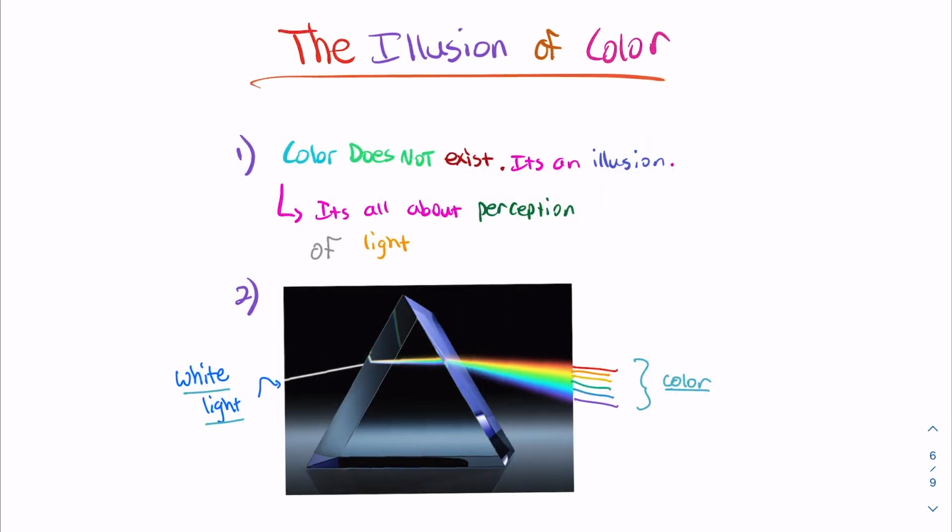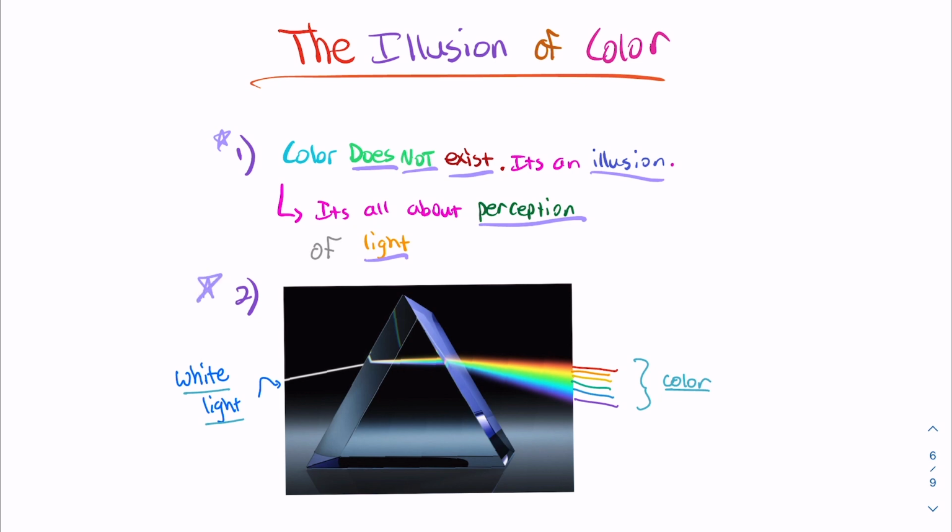So to answer the question, as number 1 says, color does not exist. It's an illusion. Now you might be thinking to yourself, what do you mean? The color of that apple I have is clearly red. The wood I see is clearly brown. Well, what I mean is that color is about how we perceive light. It's about the perception of light.